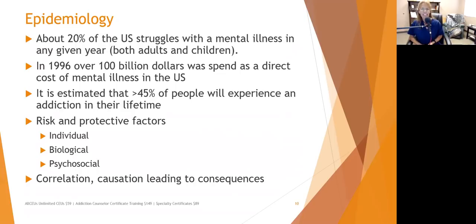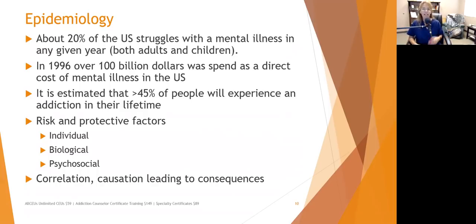In 1996, over $100 billion was spent as a direct cost of mental illness in the U.S. Now, direct cost relates to hospitalizations, medical treatment, those sorts of things. Indirect costs are costs such as employers who lost productivity from employees.